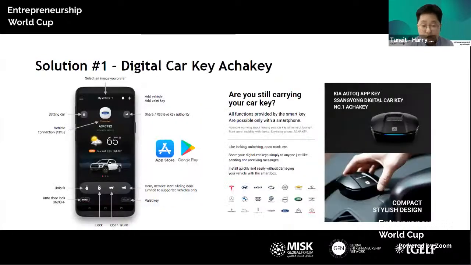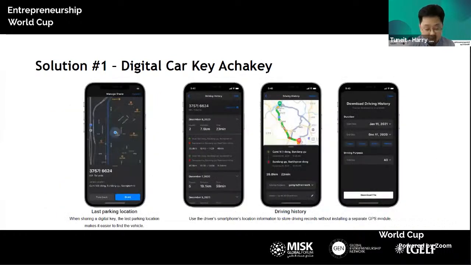So now we proudly introduce digital car key Achaki as the first solution. You can forget about your car key, just take care of your phone. Achaki covers the whole function of an ordinary car key, and it can be shared digitally to a designated person. Achaki covers 99% of cars existing right now. You can also track the location of the car, and the driving history is recorded automatically by each journey. It is very convenient, and you can download the file too.